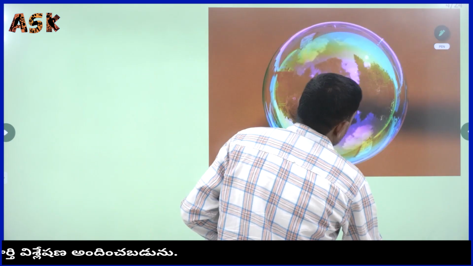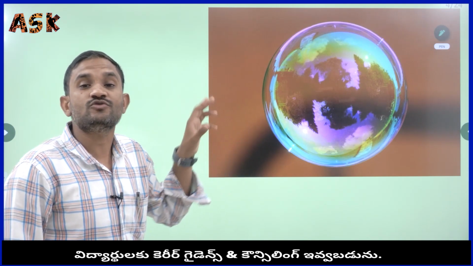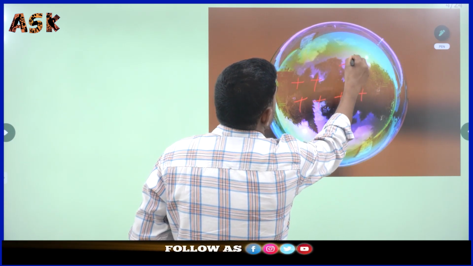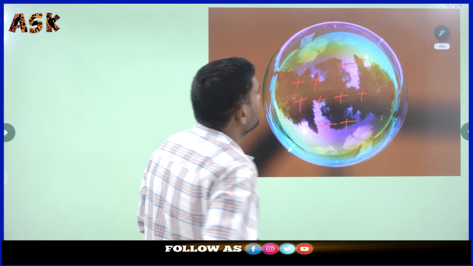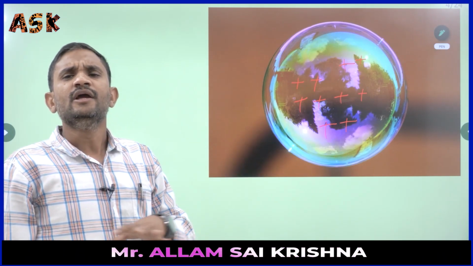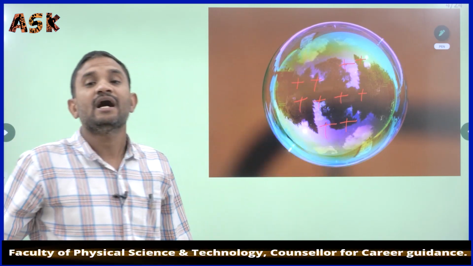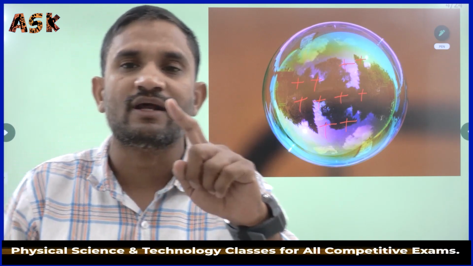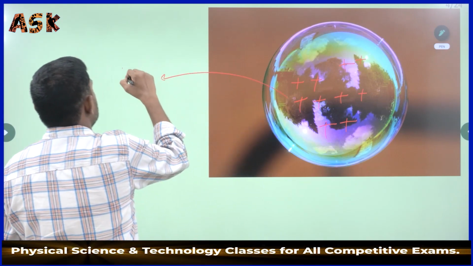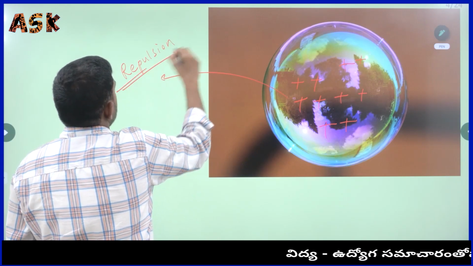For example, there is a soap bubble. If I give all positive charges to this soap bubble, what will happen? When we give positive charges to the soap bubble, repulsion forces will work in between the positive charges.